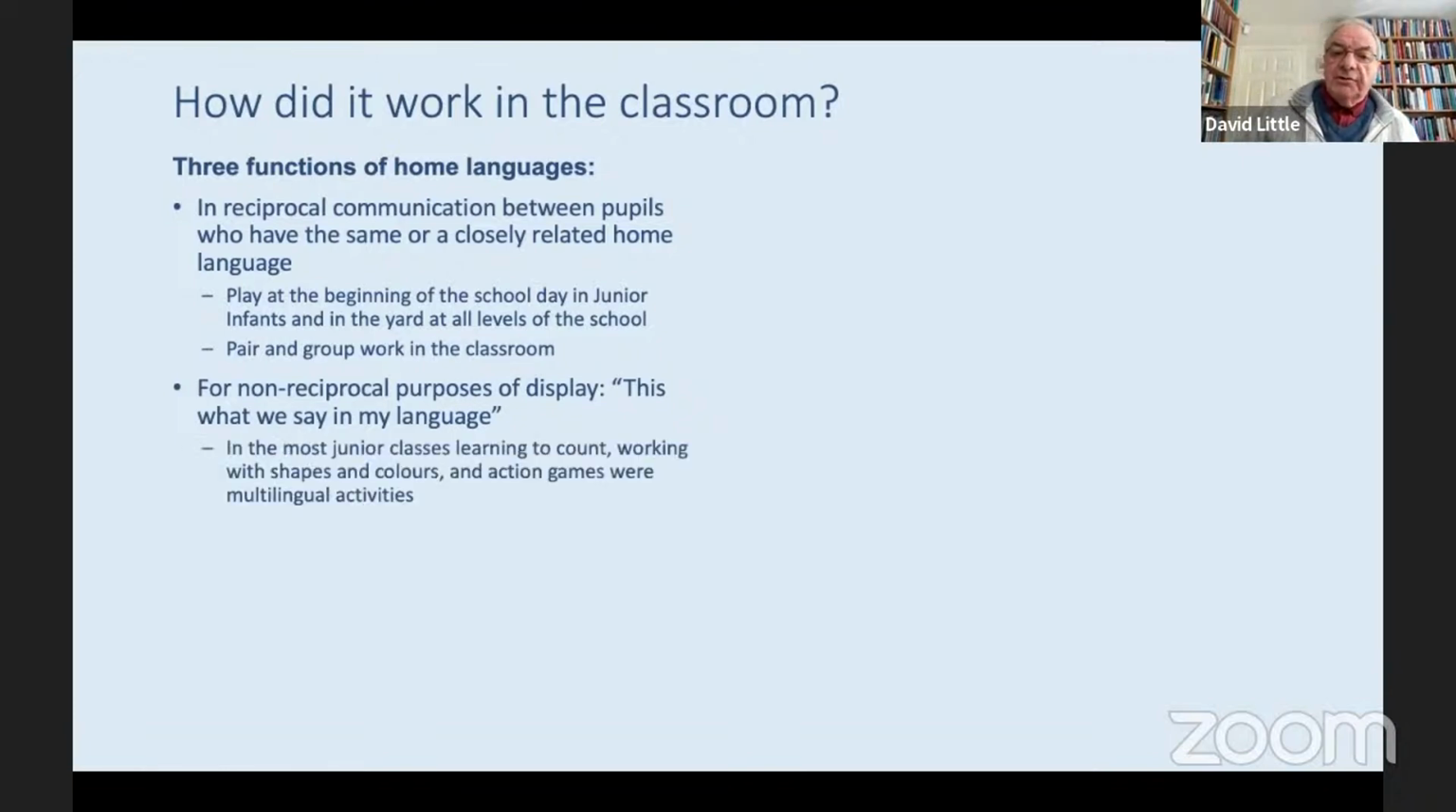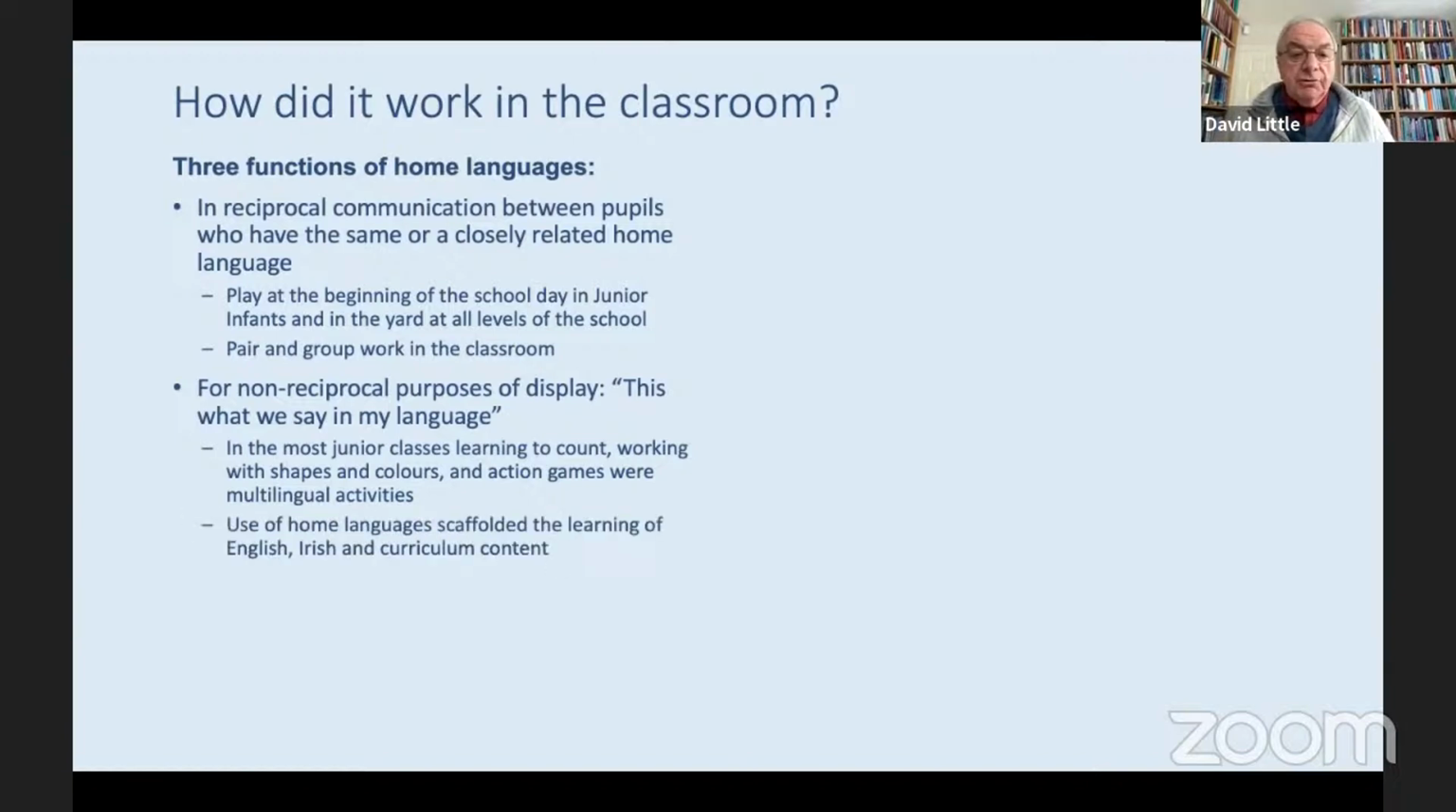In the most junior classes, learning to count, working with shapes and colors, and action games were all multilingual activities carried out in English and Irish, and in all the home languages present in a particular class. For example, pupils were taught to count from 1 to 10 in English, and then in Irish, and then each pupil taught the rest of the class how to count from 1 to 10 in his or her home language. Sometimes they had to get that from their parents, of course. And this use of home languages scaffolded the learning of English and Irish, and also the learning of curriculum content.